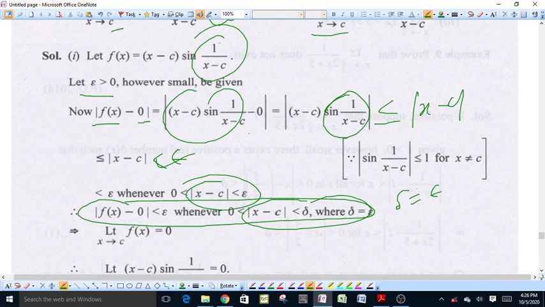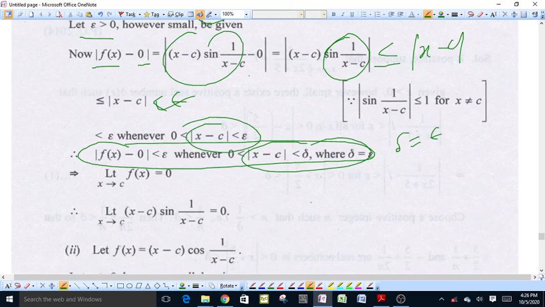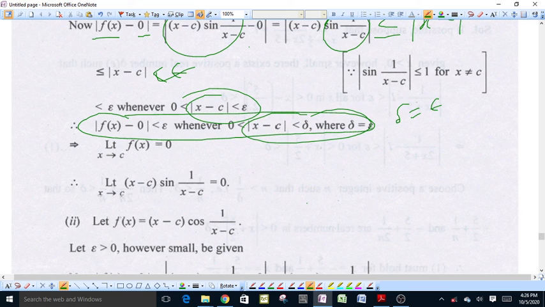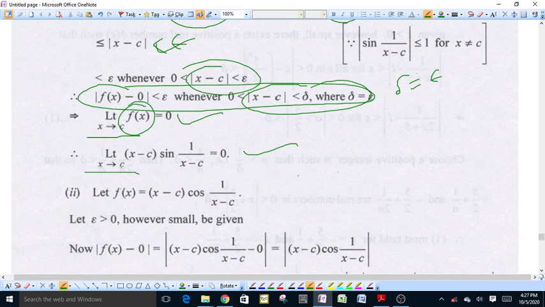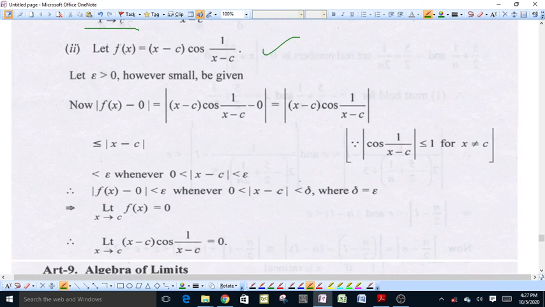From the definition of limit, we see that the limit of f(x) as x approaches c comes out to be 0. That is, if we put the value of f(x), the limit of (x−c) sin(1/(x−c)) as x equals c is equal to 0. Similarly, we can prove the second part of this question.